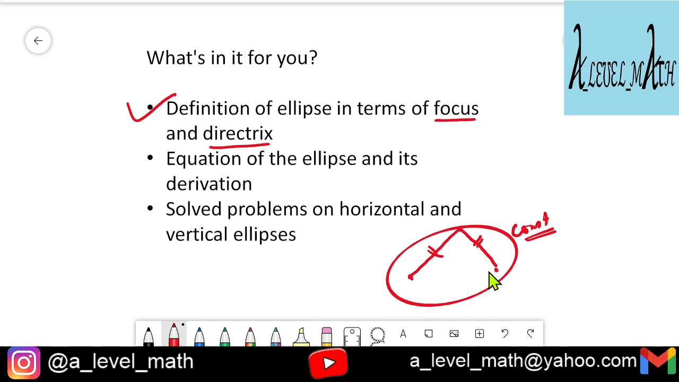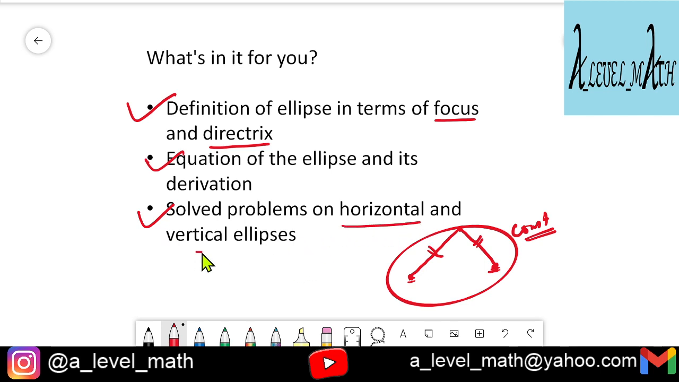Each of these points which are fixed is a focus. So there are two foci. The plural of focus is foci, and the plural of directrix is directrices. We'll be discussing the equation of the ellipse, the foci and directrices, the derivation of the equation of the ellipse, and finally we will take up some solved problems on horizontal and vertical ellipses.